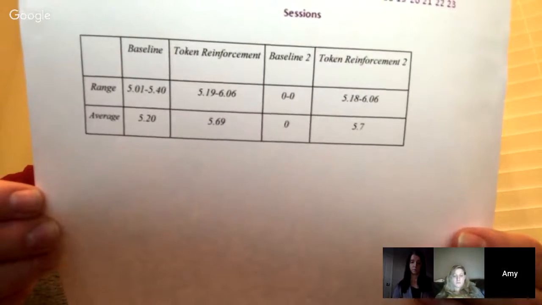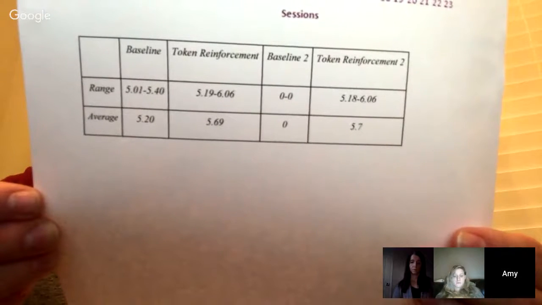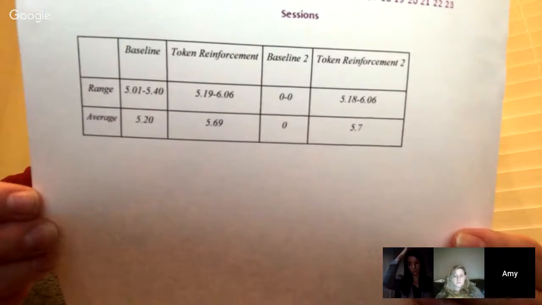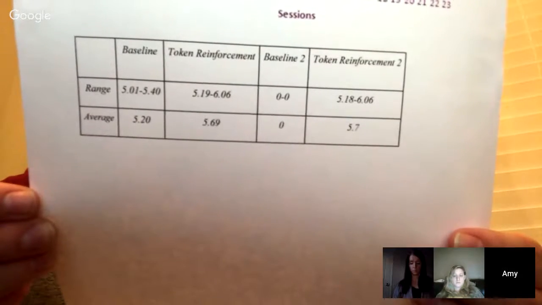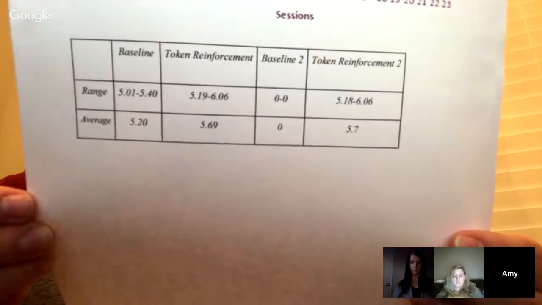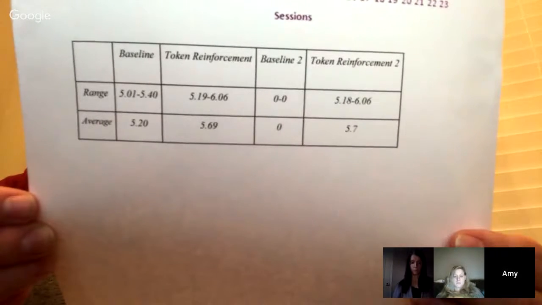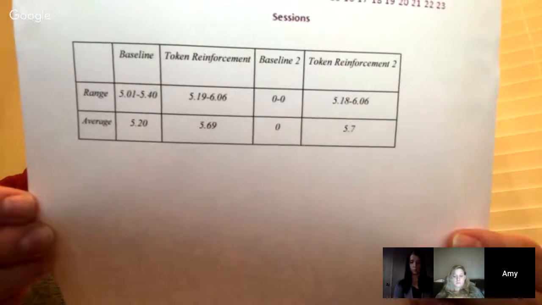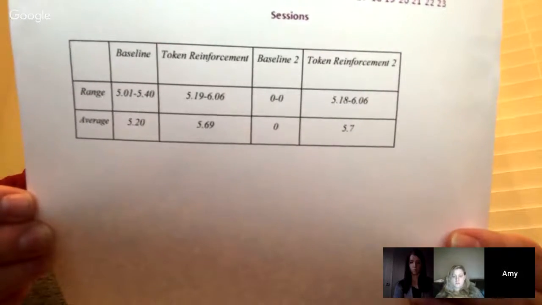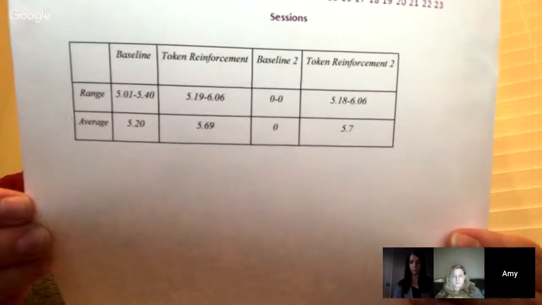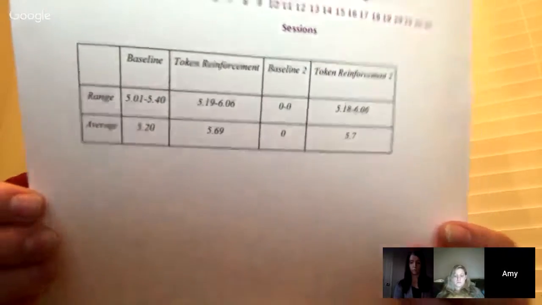The token reinforcement, which was the first intervention, was a range of a 5.1 to 6 and an average of a 5.6. Baseline 2 consisted of a range of 0 and an average of 0 as well. Token reinforcement 2, which was the second and last intervention in our project, was a range of a 5 to a 6 and an average of a 5.2.